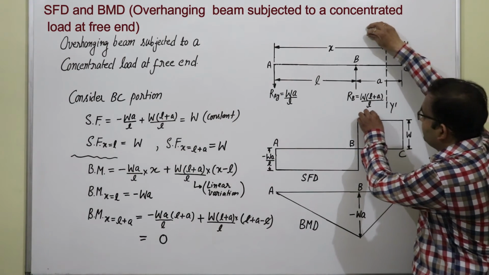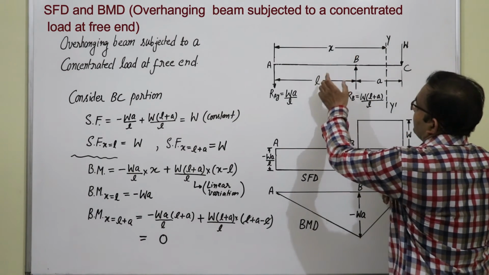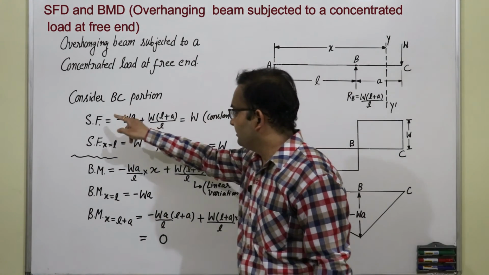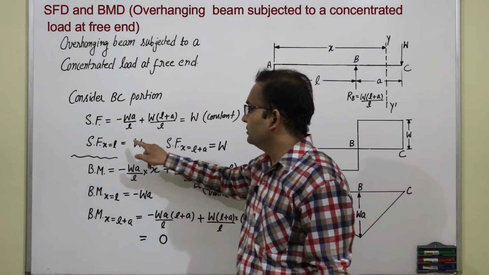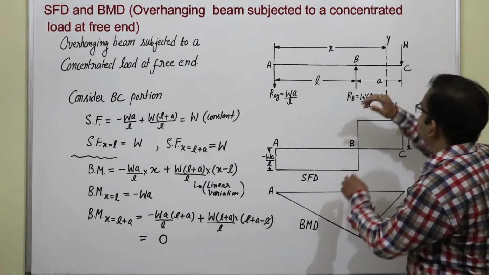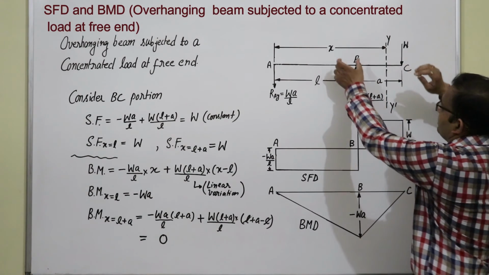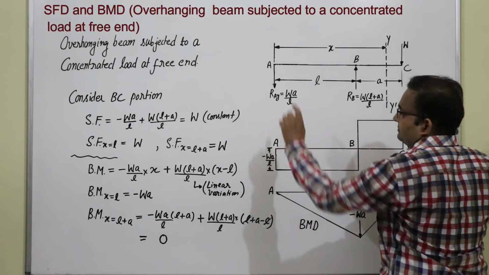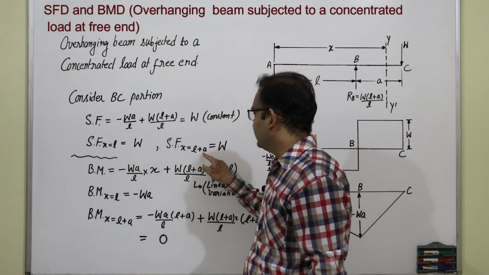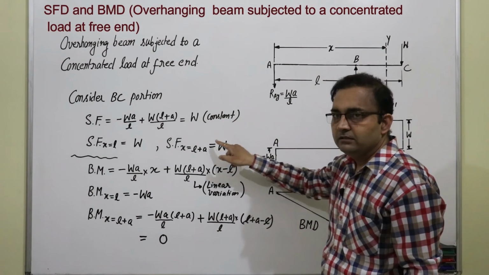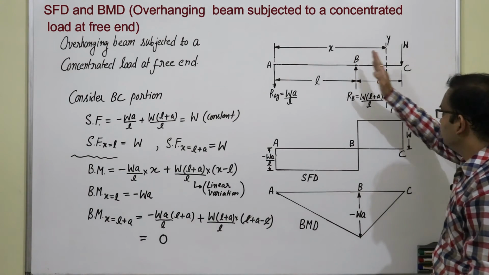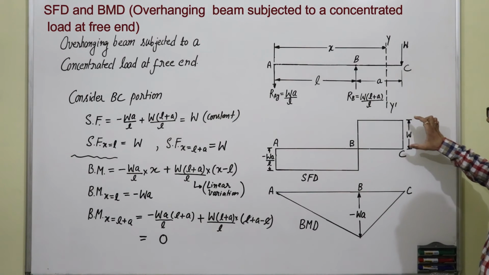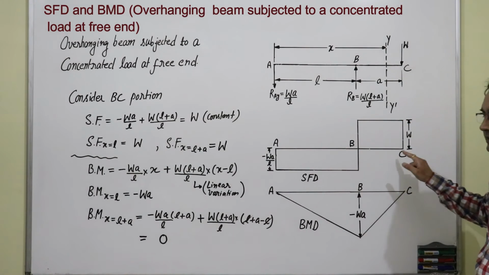Now, I will slide this section up to the point B. So, x will become equal to L. Shear force at x equal to L, this is the general equation and there is no x, so force will be constant, W. After that, I will slide this section up to the point C. So, x will increase and it will become equal to L plus A. Shear force at x equal to L plus A will again be W. So, shear force is constant from B to C. We can see in shear force diagram, shear force is equal to W, and it is constant in portion BC.